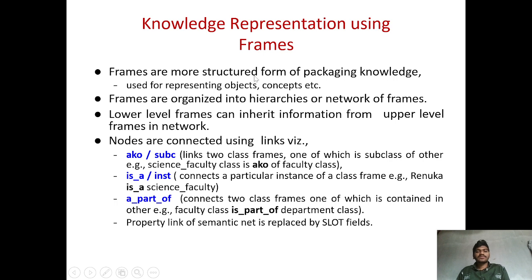Frames are more structured forms of packaging of knowledge, used for representing objects, concepts, etc. Frames are organized into hierarchies or networks of frames, and the lower level frames can inherit information from upper level frames in a network. The nodes are connected using links via AKO or subclass links to class frames, one of which is a place of the other. Example: science faculty class is AKO, meaning a kind of, faculty class. The next link is instance, which connects a particular instance to a class frame. Example: Renuka is a science faculty. The third one is part of, which connects two class frames, one of which contains the other. Example: faculty class is a part of the department class. The property link of the semantic net is replaced by the slot fields.